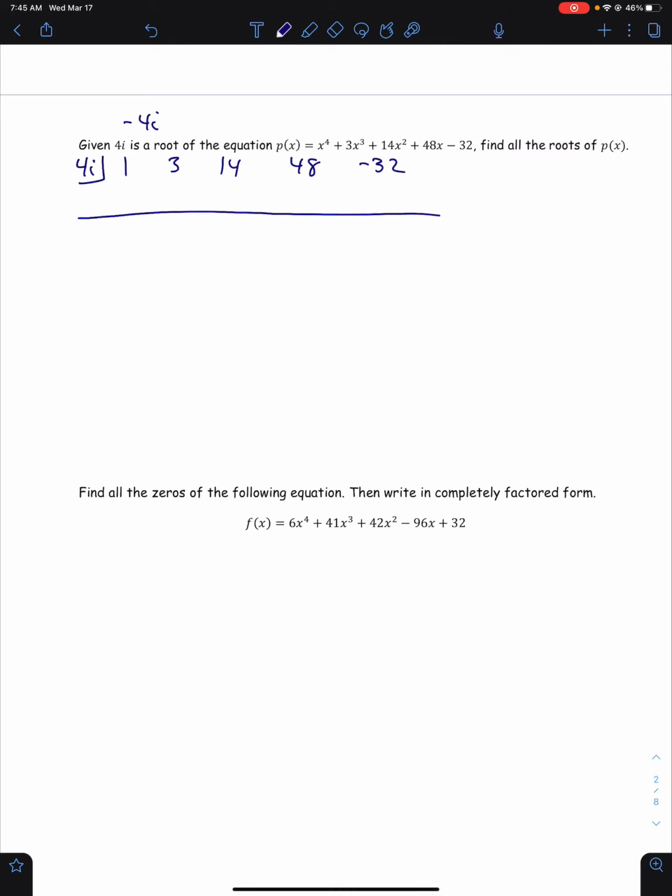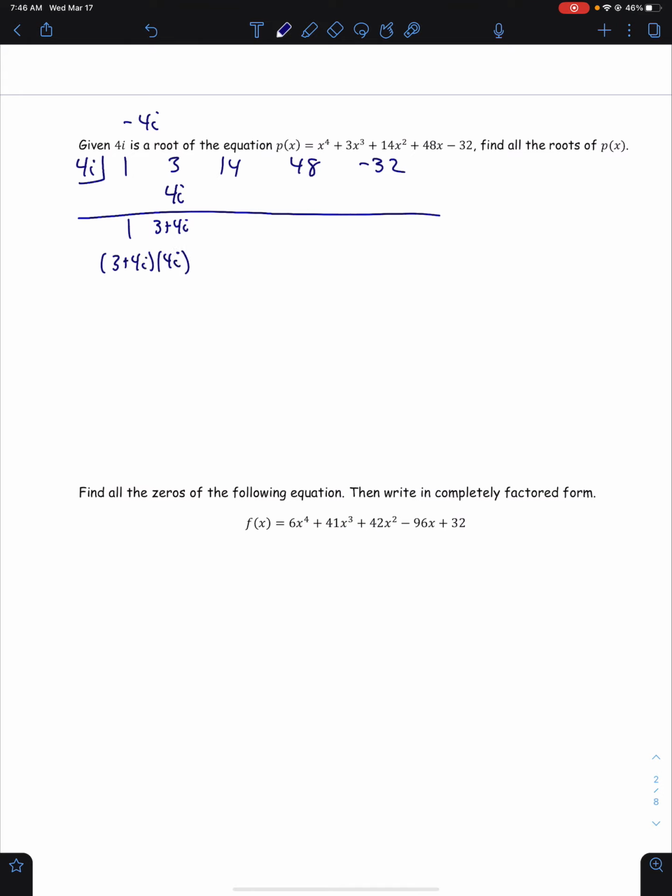And we do the same thing as we have been doing for synthetic division, and much like we did in the do now, we drop down the 1, and then 1 times 4i would just be 4i. We add 3 plus 4i, and we just get 3 plus 4i. Same exact thing as we have been doing. You do 3 plus 4i times 4i, and I can't recommend this enough.